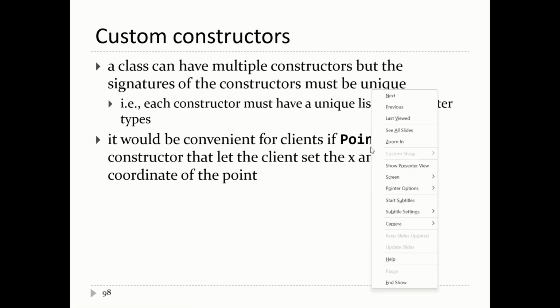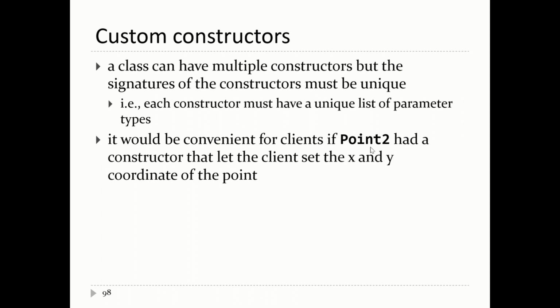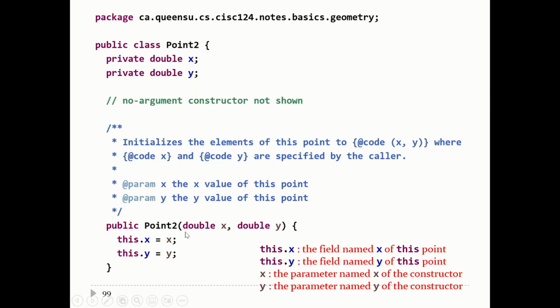So for Point2, it's useful for users of the Point2 class if they can specify the x and y coordinate when they make the point. So if you want to add a constructor where the user can specify the x and y coordinate of the point, you just add a constructor that takes in an x and a y value, and then inside the body of the constructor, you set this.x to x, and you set this.y to y.